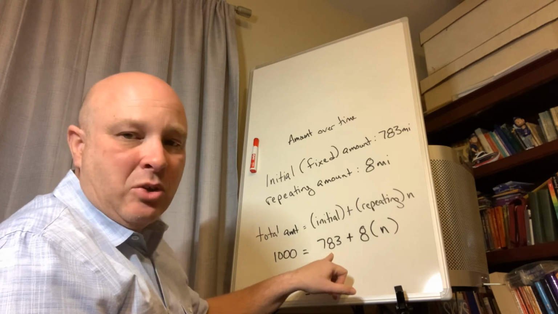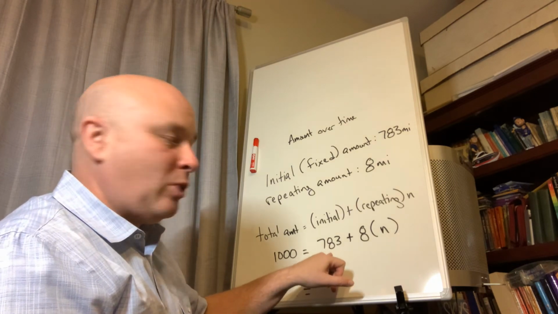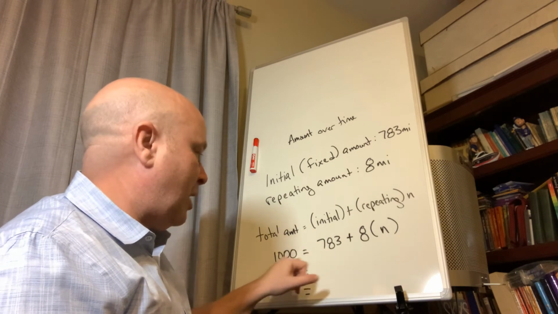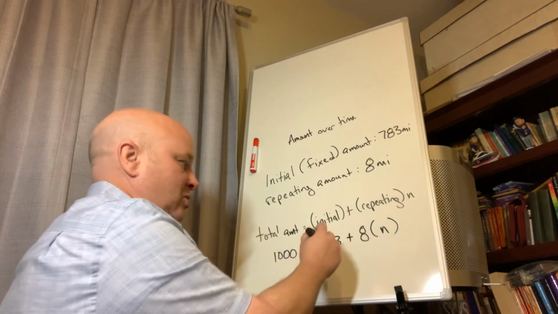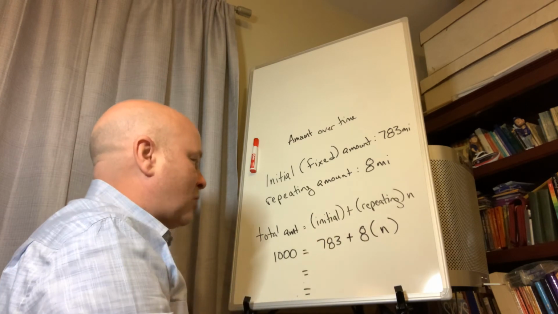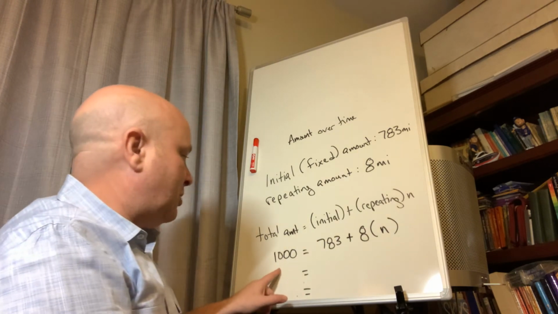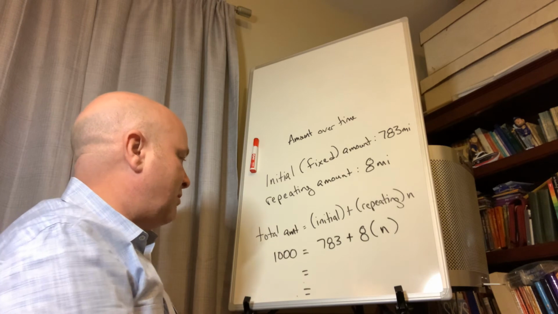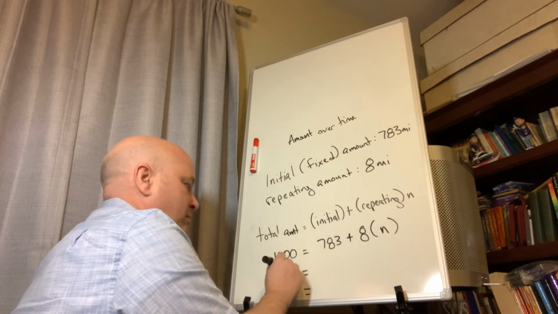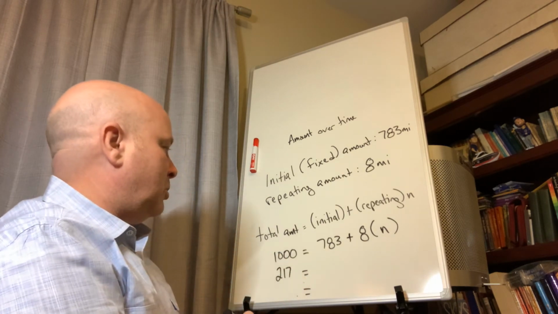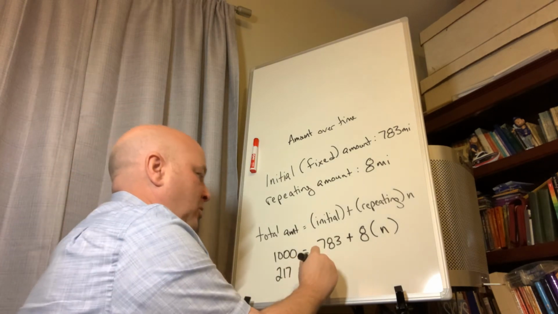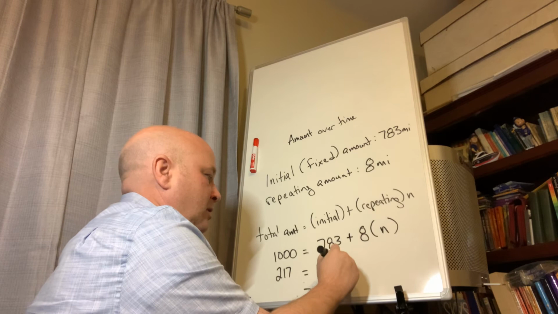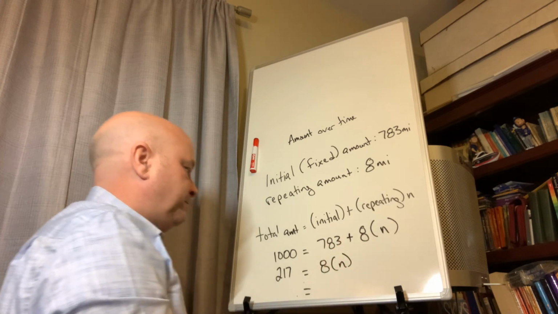The easiest thing to do would be to get rid of the 783. So I'm going to subtract 783 from both sides. And if I subtract 783 from this side, it's just going to get rid of that number. If I subtract 783 from this side, it's going to give me 217. Okay? Double check my math really quickly. It equals 8 times N.